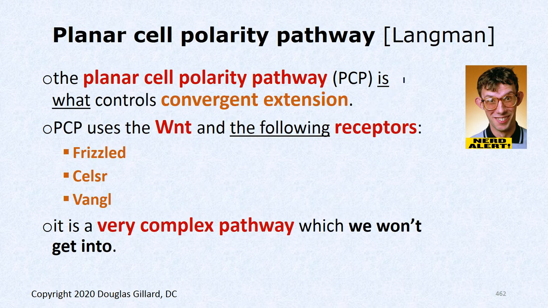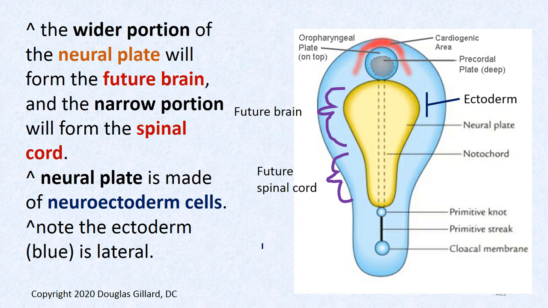Another concept is the planar cell polarity pathway. I've taken a lot of slides out here. We don't have to get too deep into this, but you should be familiar with the term. The planar cell polarity pathway controls convergent extension. This relies on Wnt, and a bunch of receptors have to be created as well: Frizzled, the Celsr, and the Vangl. A very, very complex pathway. This is way deeper than we need to know, so I'll cut it right there for that part.